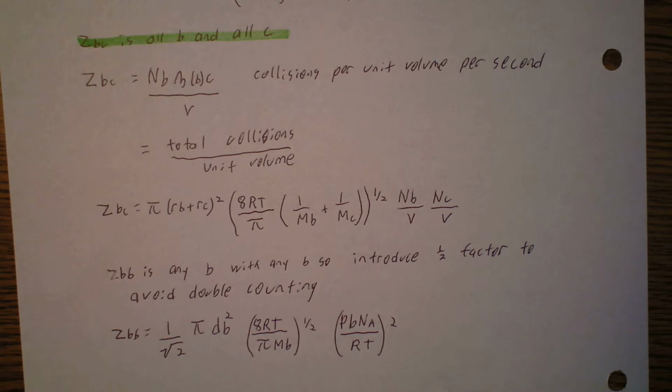So for ZBB, it's any B with any B, so we introduce a 1/2 factor to avoid double counting. Because we don't want to count A colliding with B and then also B colliding with A. We just want to count that pair once.